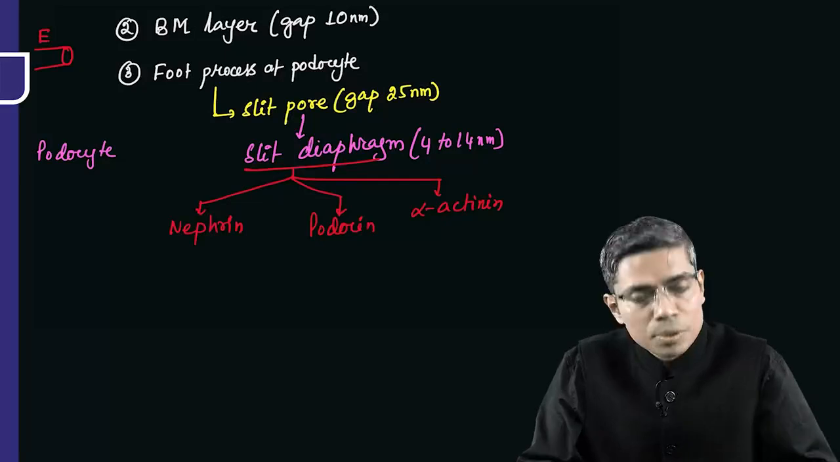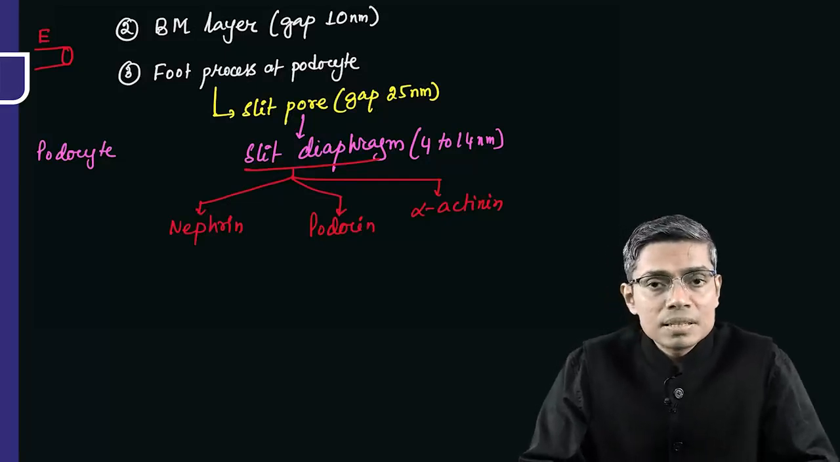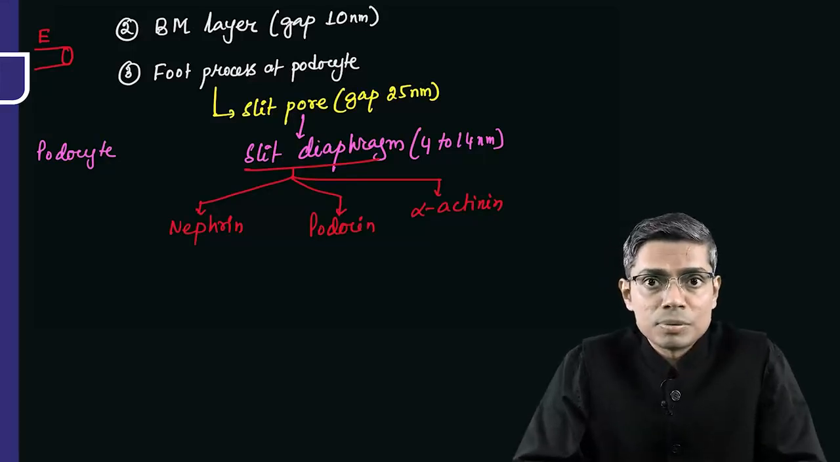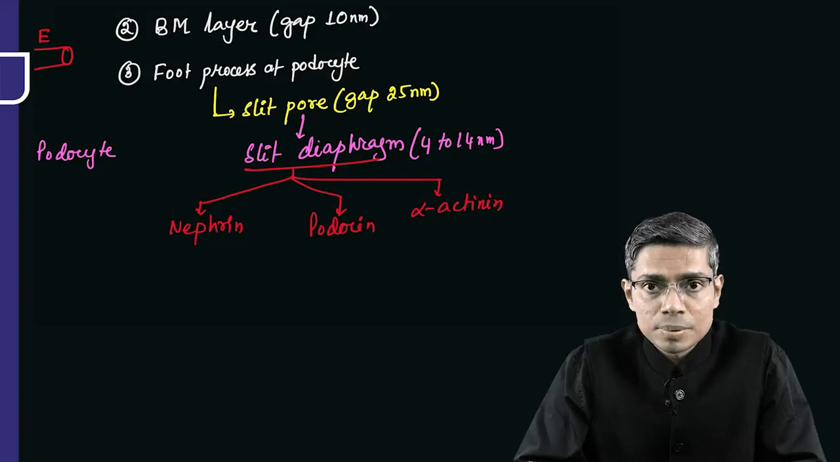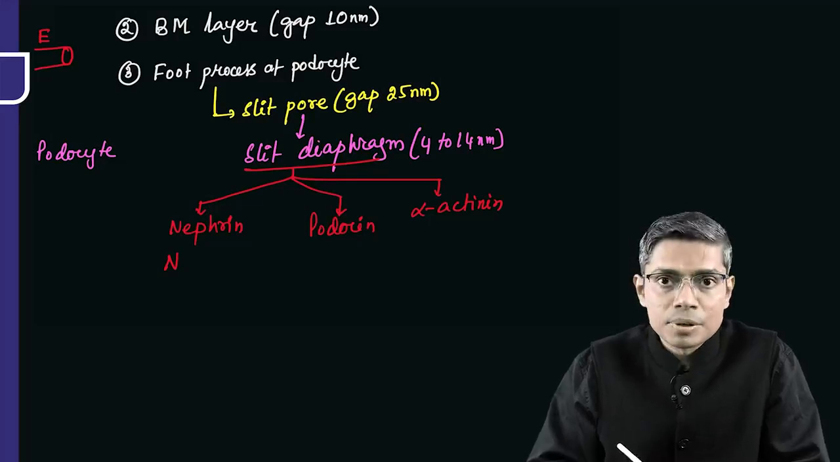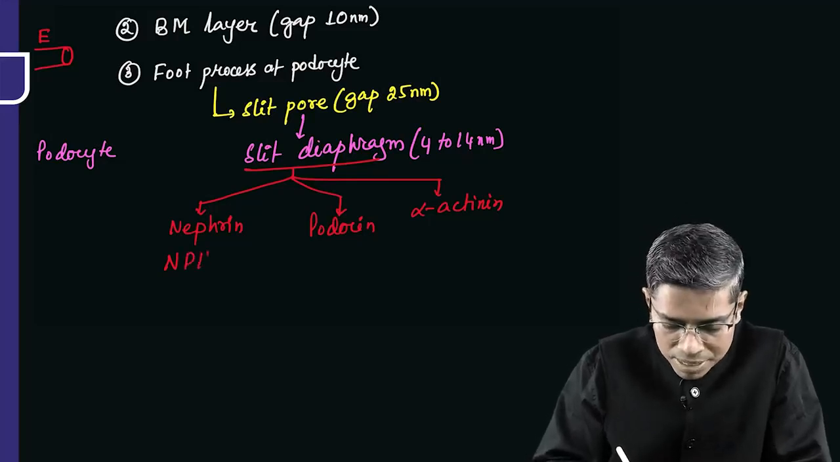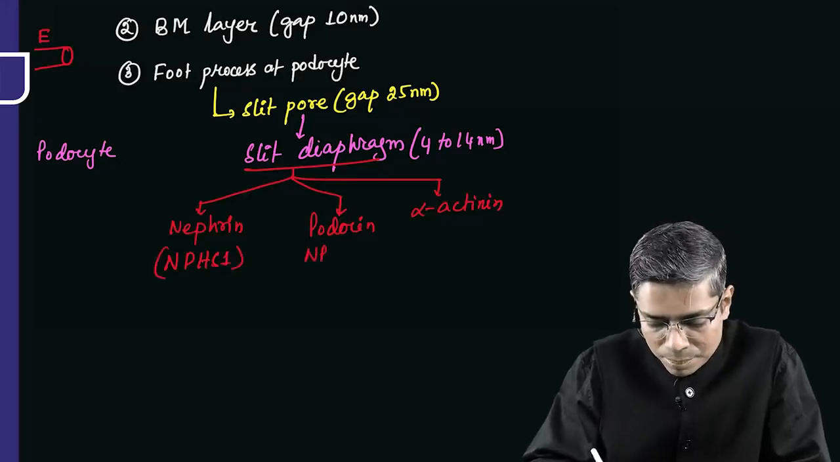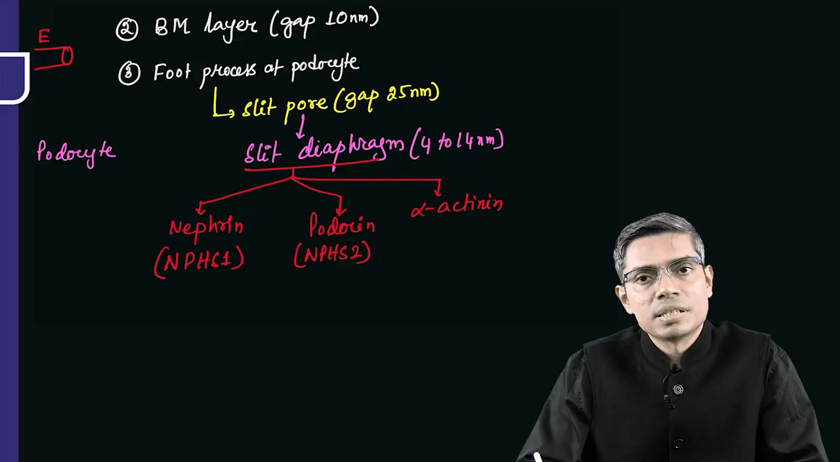Why do I have to remember these proteins? Because if there is a mutation, rather than protein mutation, there will be mutation of the genes which code for these proteins. The gene which codes for the nephrin protein is the NPHS1 gene. It codes the protein nephrin, and NPHS2 is the gene coding the protein podocin, right?